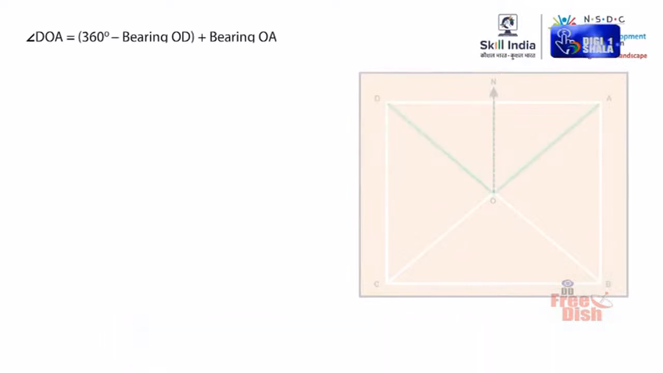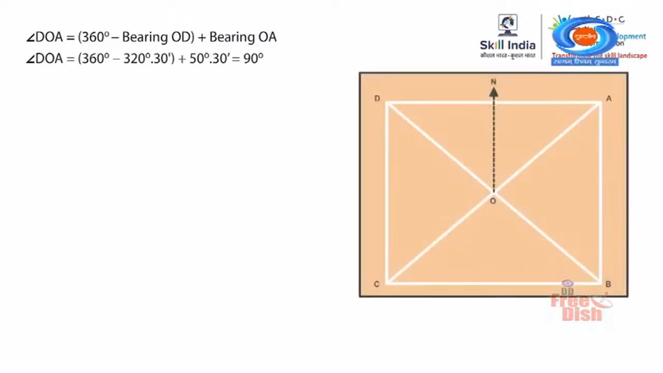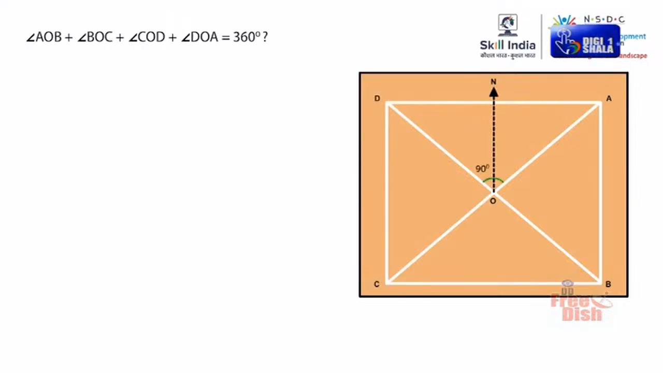So to calculate angle DOA, you have to use the formula. Angle DOA is equal to 360 degrees minus bearing OD plus bearing OA. So angle DOA is equal to 360 degrees minus 320 degrees, 30 minutes plus 50 degrees, 30 minutes, which is equal to 90 degrees.